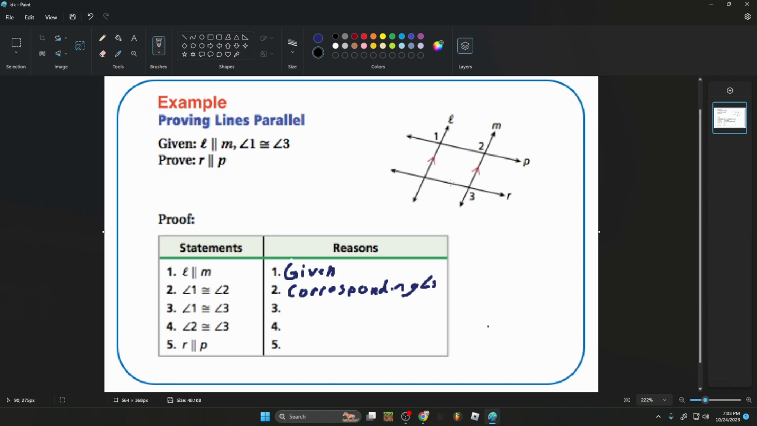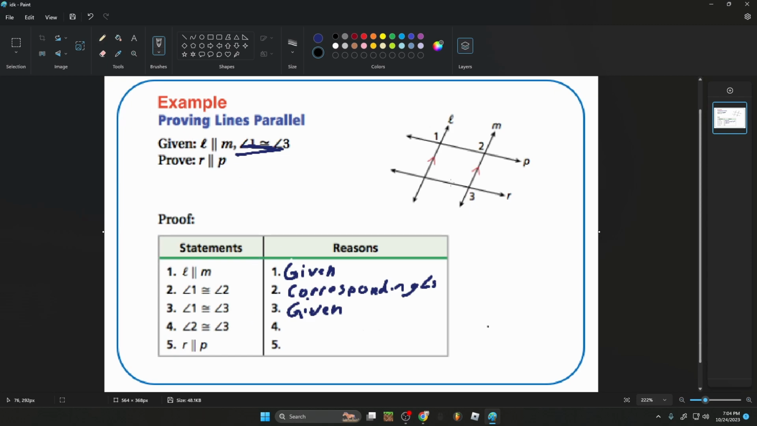Alright. 1 and 3 are congruent. This is what the statement is saying. How do we know that 1 and 3 are congruent? You see here, 1 and 3 are congruent. So that step was easy because it's the given, right?